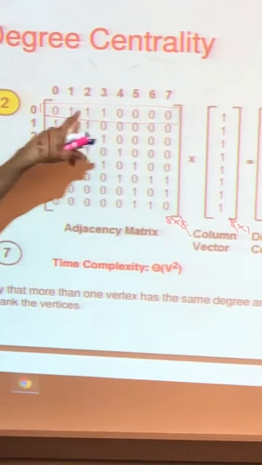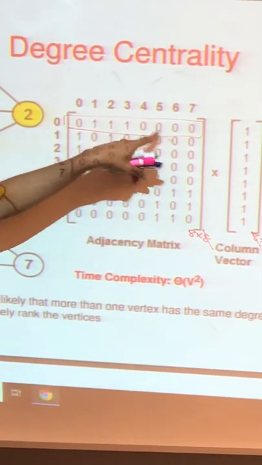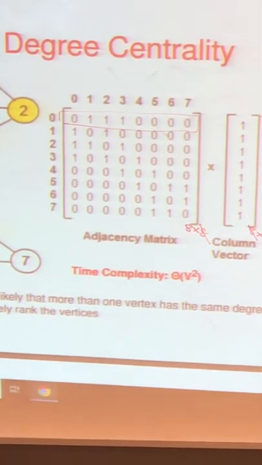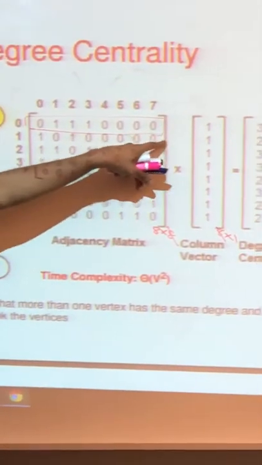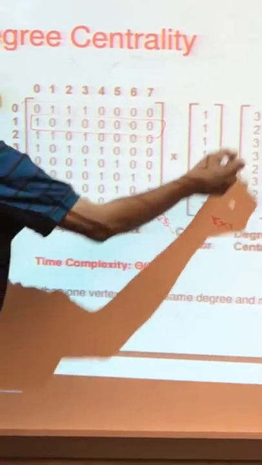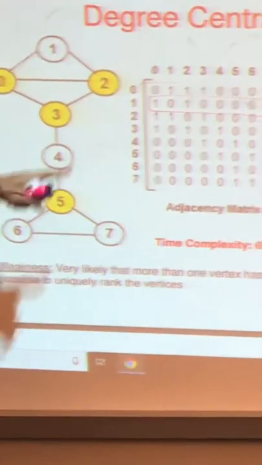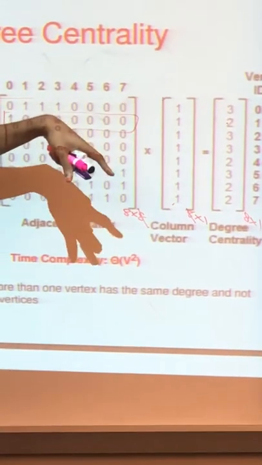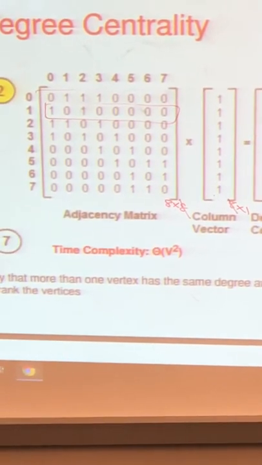0 times 1 plus 1 times 1 plus 1 times 1 plus 0 times 0 and so on. You add up all the ones that you get from the multiplication, and you get 3. Similarly, the second row multiplied by this column vector, you'll get 2. So that's the degree. It's nothing but the number of ones in each row. In the first row you have 3 ones, that's the degree of 3. But if you want to do it more formally, you multiply it by a column vector, because we'll see the same approach to compute eigenvector centrality.